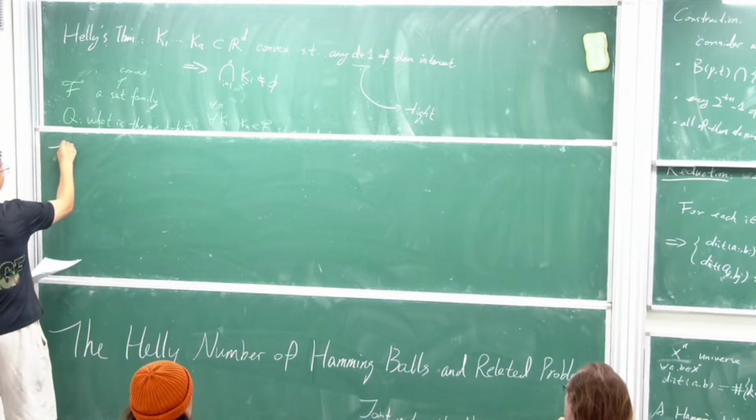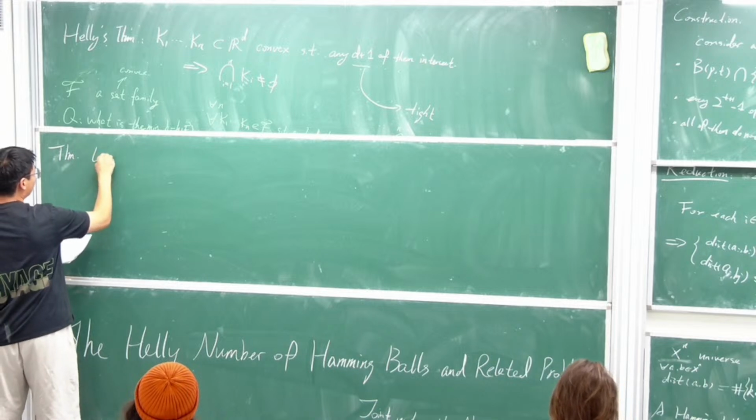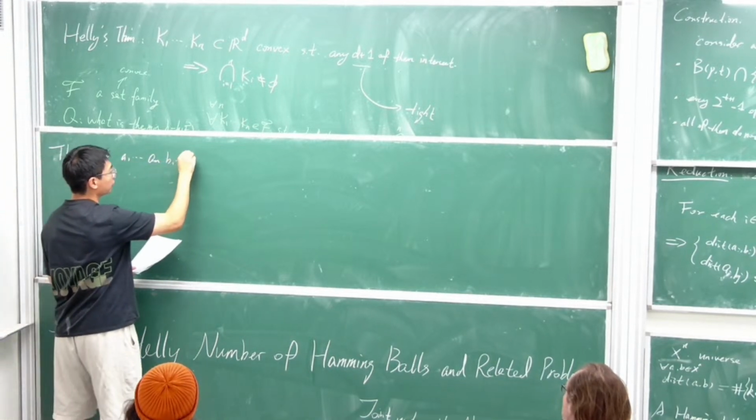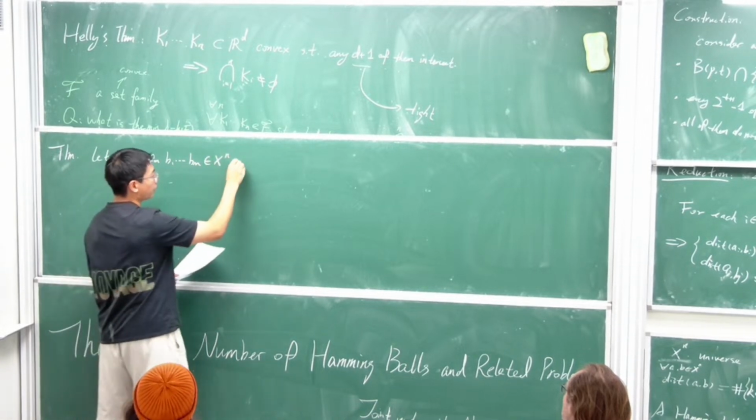So the thing we really proved is this. Let A1 up to Am, B1 up to Bm be points in the space with the following condition.